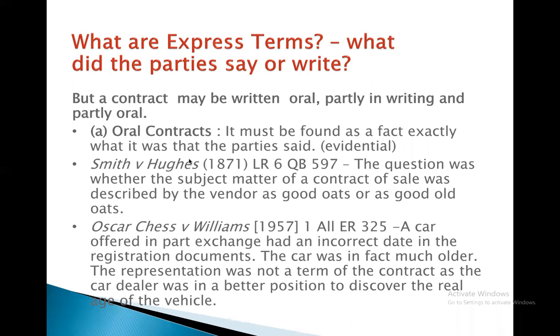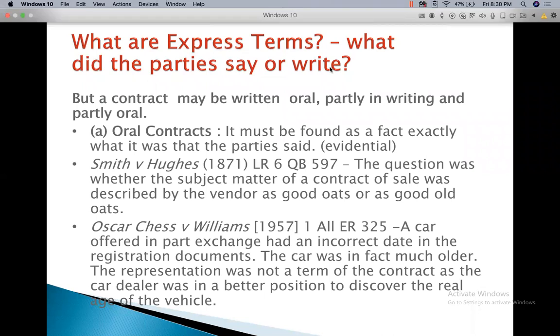Yeah, so now we would like to take express terms. What are express terms?